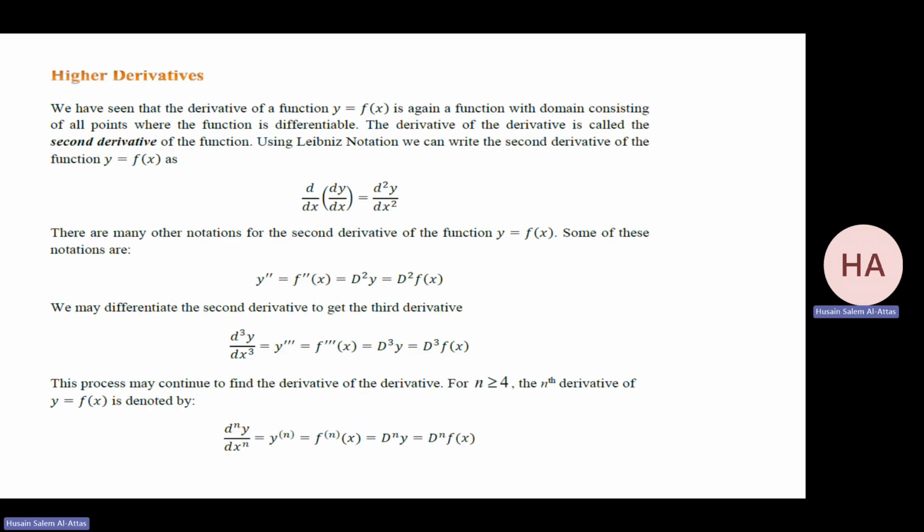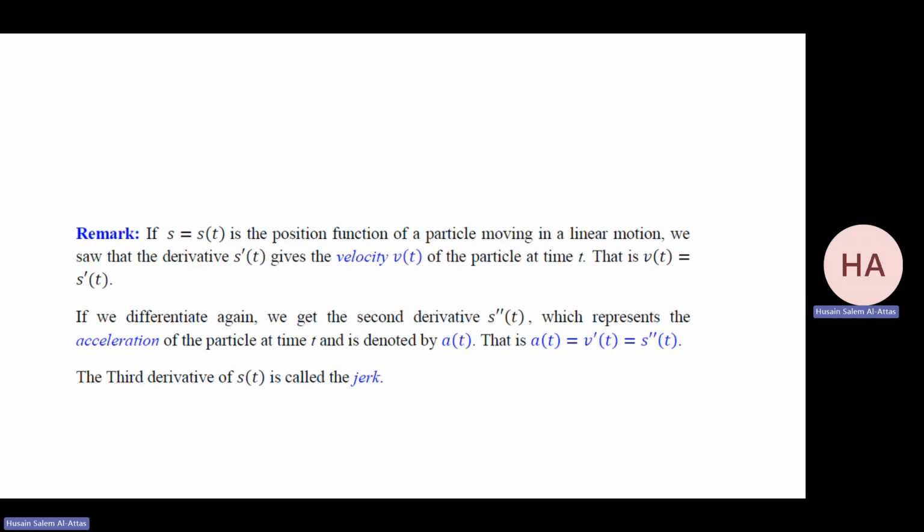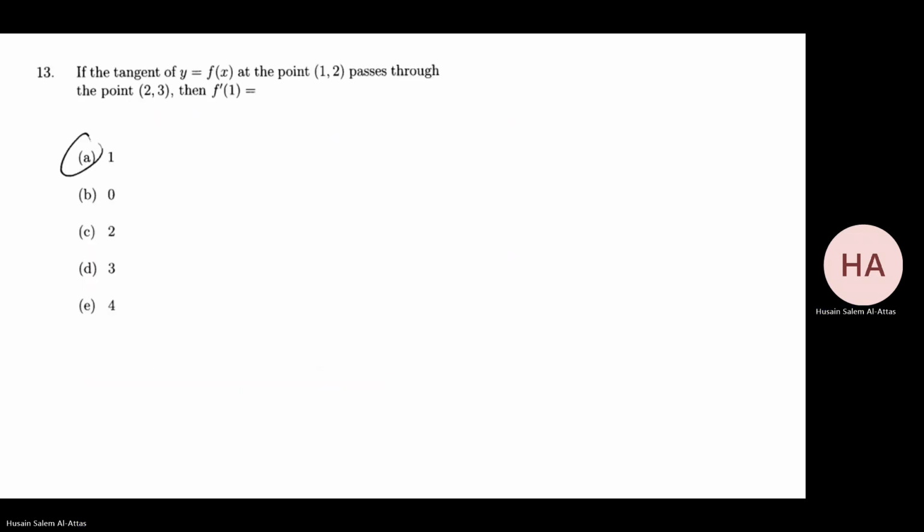Higher derivative, we just take the derivative of the first derivative to get the second derivative, then the derivative of the second derivative gives the third derivative, and so on. If you have a position function, the derivative will give me velocity. The second derivative, which is the first derivative of v, will give me the acceleration. Okay, that's all as a summary of what we have. Now, let me start the problems.